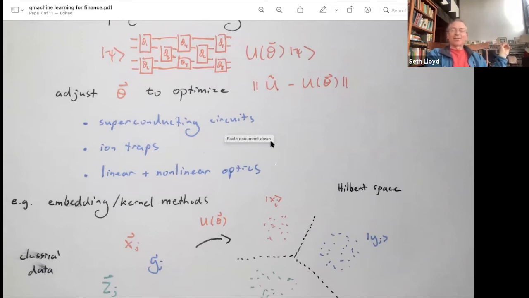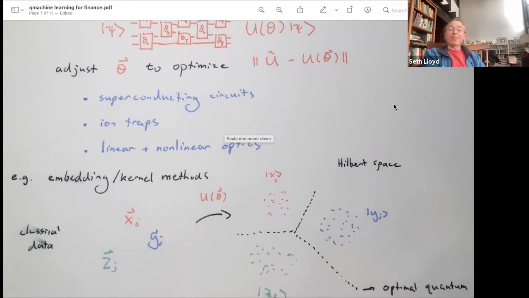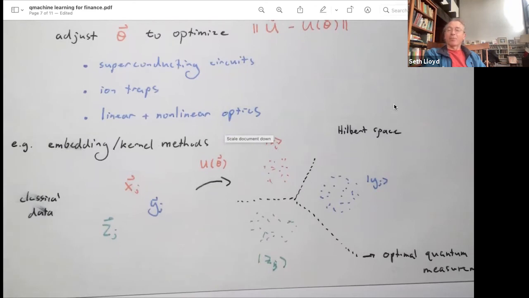Moreover, in all of these methods, there are quantum startups popping up like little quantum mushrooms out of the ground these days to try to actually do this kind of stuff. And let me give you an example of something where, again, we can prove that quantum computers can do things that are different from what classical computers do. And these are these embedding and kernel kinds of methods.